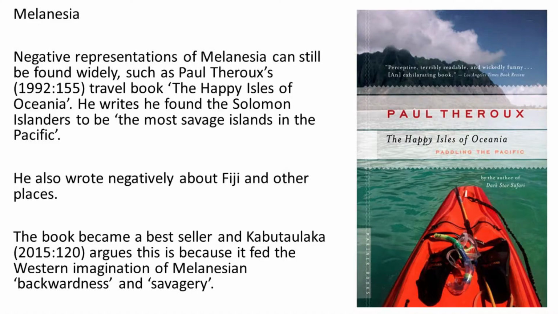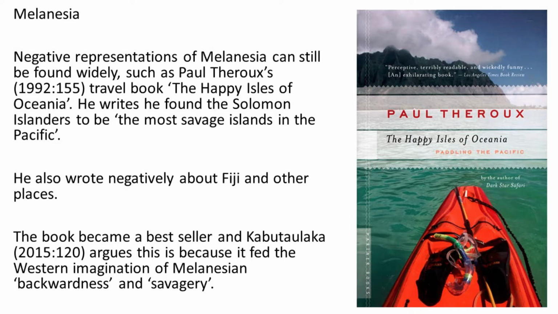And then the more negative view of Melanesia is still kept alive through works such as that of Paul Theroux. I don't know if you've heard of him. But it's a widely read book in the West, of course. It's called The Happy Isles of Oceania. And he writes he found the Solomon Islanders to be the most savage islands in the Pacific when he traveled through. So by describing them this way, based on his expectations, his Western ideas, he keeps this distinction alive.